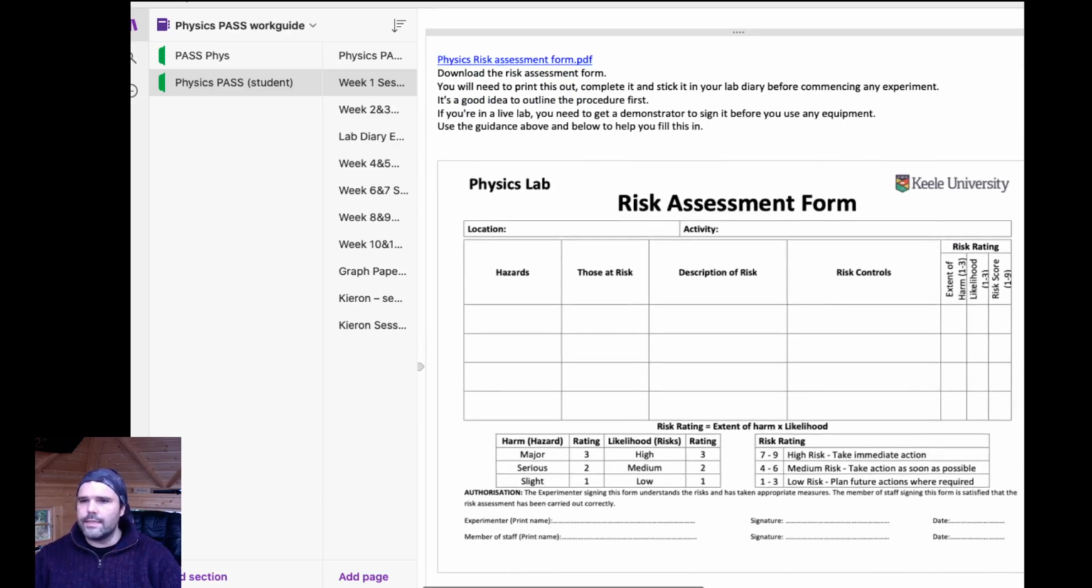And likewise, this is the risk assessment form. So make sure that you've also got this filled in. It's not a risky experiment, so it doesn't need to read like a screenplay from a horror film.